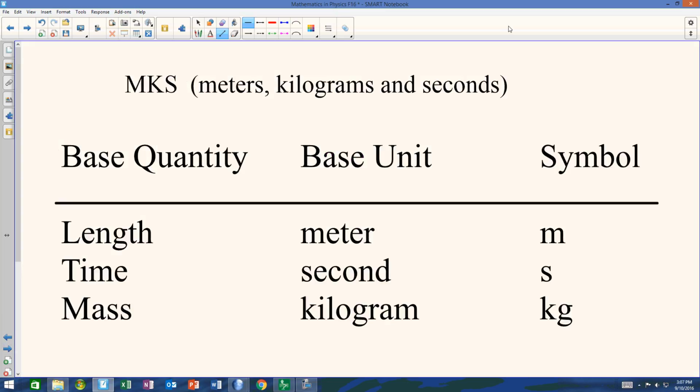Okay, one thing that I do need to cover with all of you is that we will be working in what we call the MKS system. That means that all of our measurements have to be in meters, kilograms, or seconds, or in some combination of meters, kilograms, and seconds. If you're given a measurement in grams, or if you measure something in grams, you have to convert it to kilograms. If we make a measurement in centimeters or millimeters, we need to convert it to meters before we can put it into a physics formula.